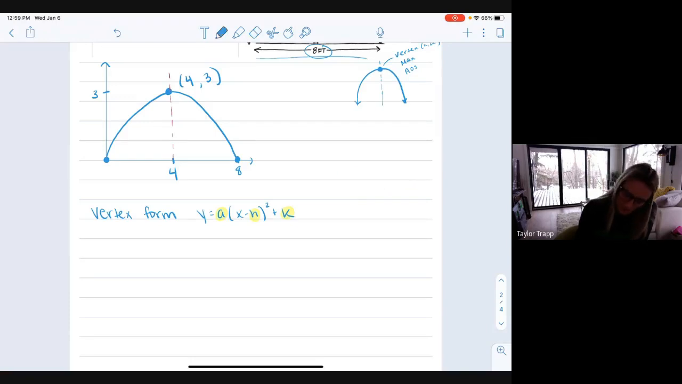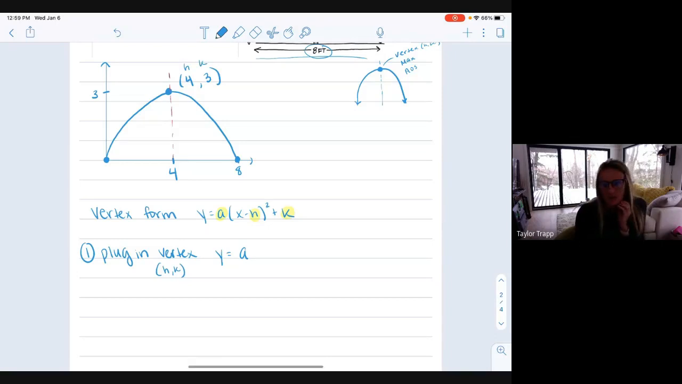Okay, so step one, we're going to plug in the vertex. You can write that if you'd like to. And that's y equals, so we don't know A yet. That's not part of our vertex. The vertex is the h and k point, which we found before, right? So that's x minus 4 squared plus 3. So I've got my A, H, and K.